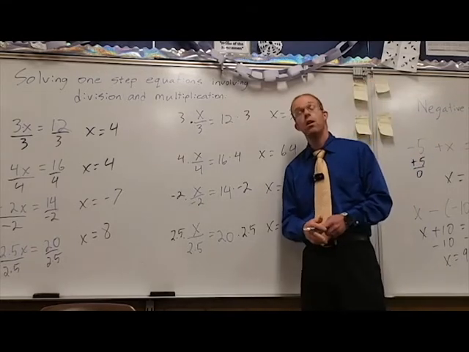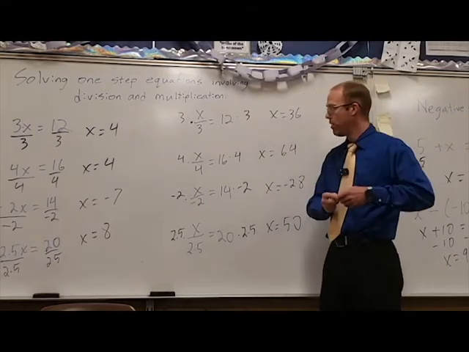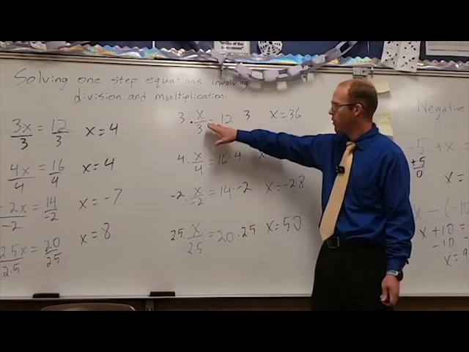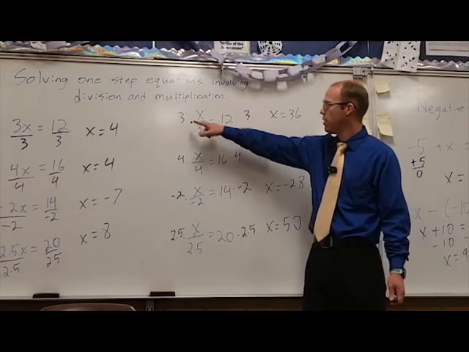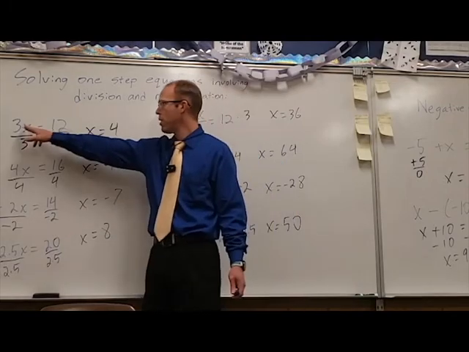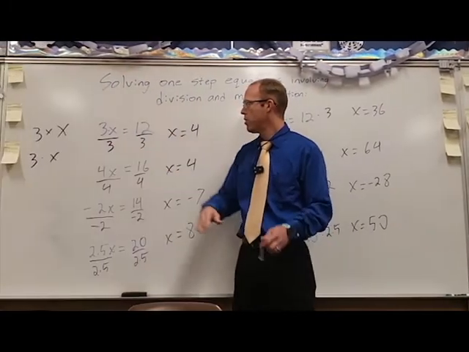Multiplication and division always undo each other. They are inverses of each other. So if you ever want to undo division, you multiply. If you ever want to undo multiplication, you choose to divide.